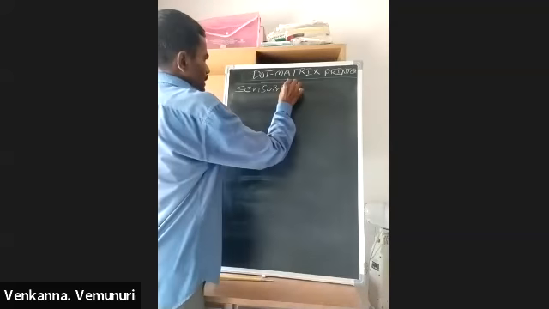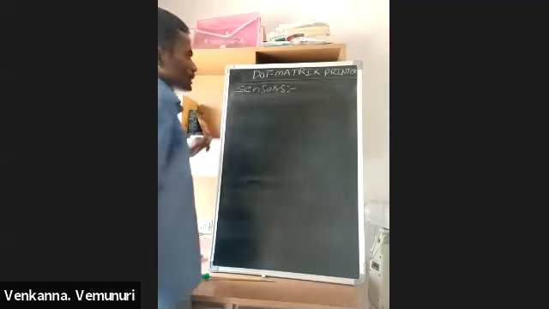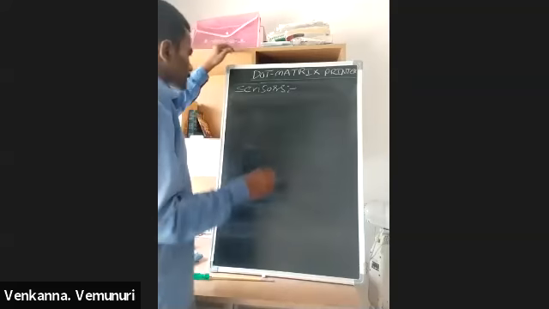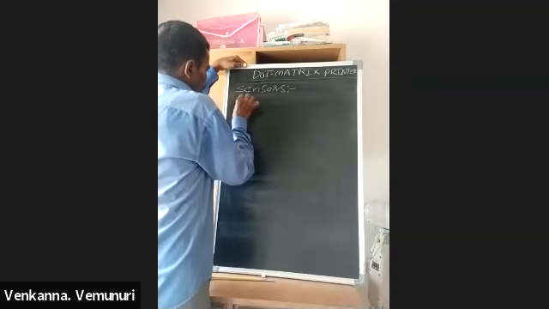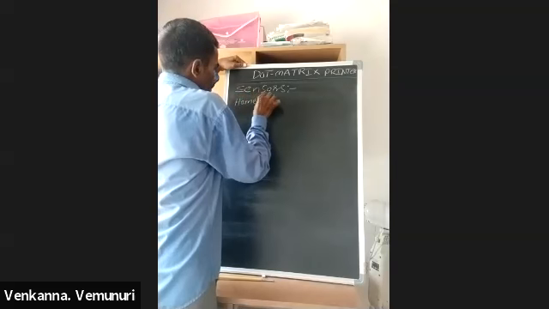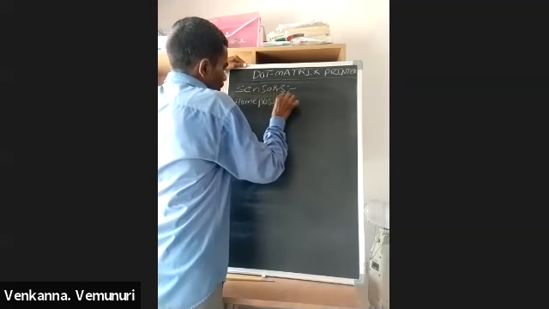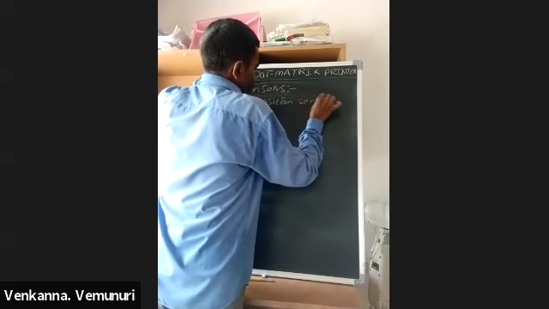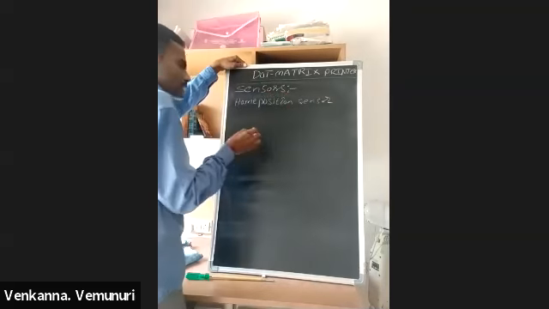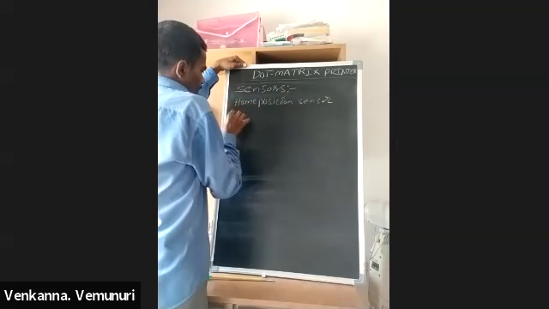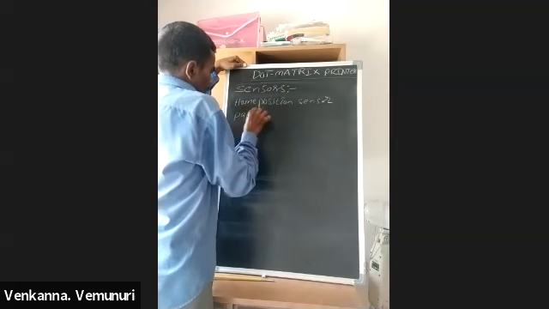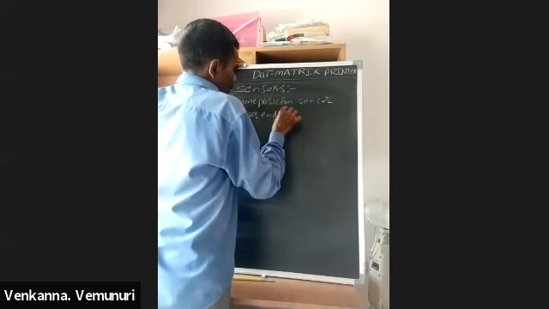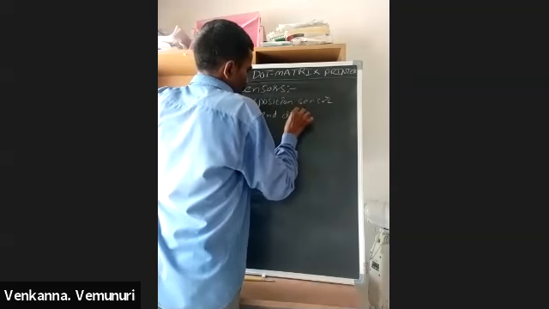In this dot matrix printer, two sensors are used. What is the first one? The home position sensor. And another one is the paper end detecting sensor.